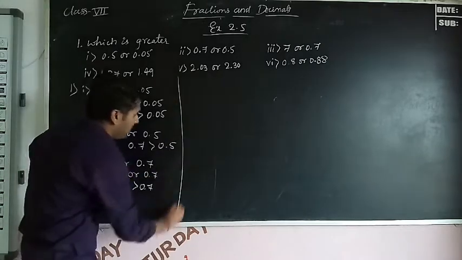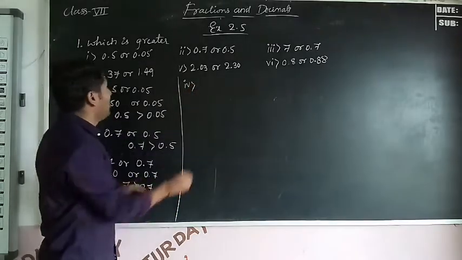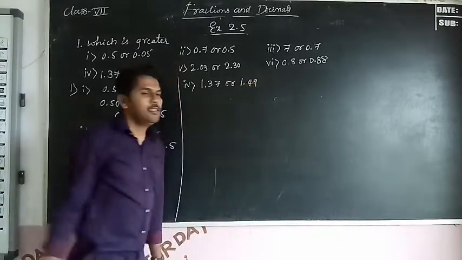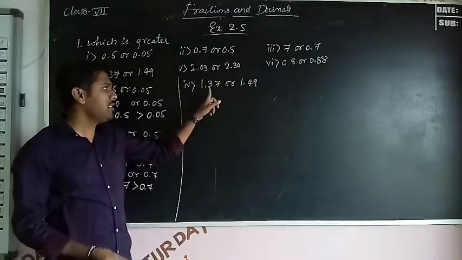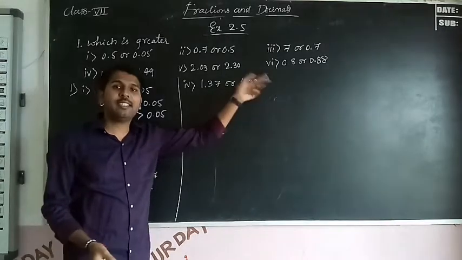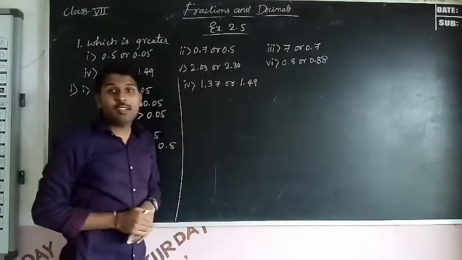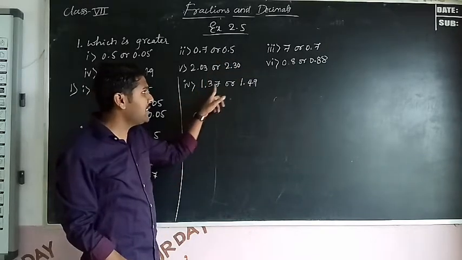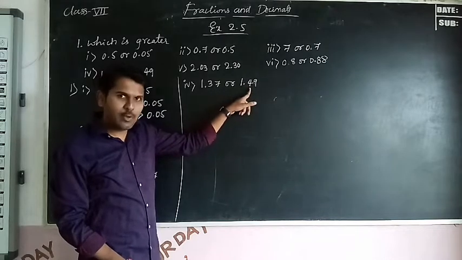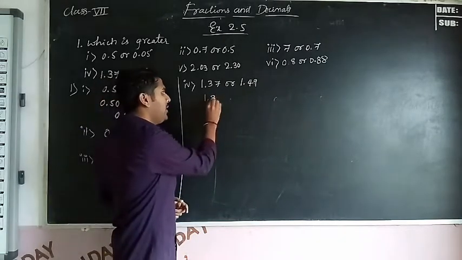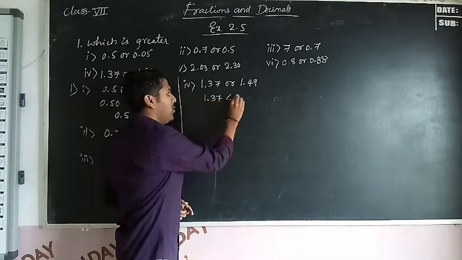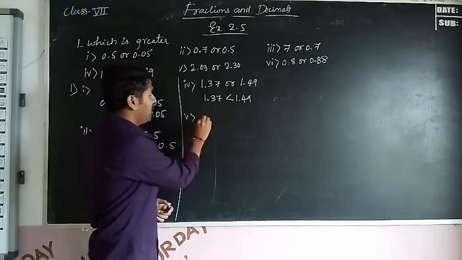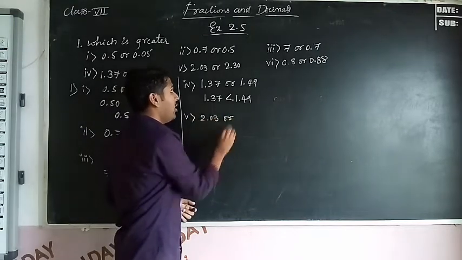So next, fourth one: 1.37 or 1.49. These are like decimals, no? Why? Because two digits are there, and here also two digits are there in the decimal part. So first check the whole number part: 1, here also 1. So check the decimal part. Here 3 is there, here 4 is there. Which one is greater? 4 is greater than 3. That means 1.37 is smaller than 1.49. Very simple.